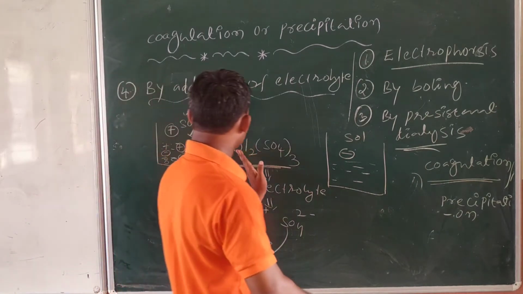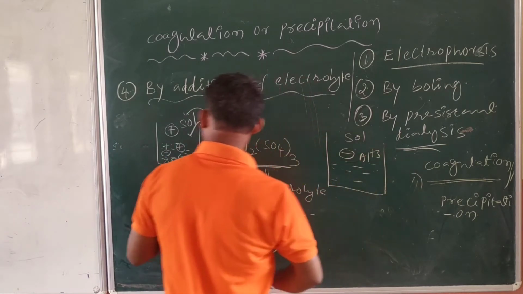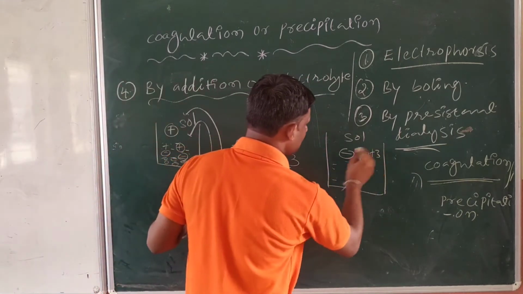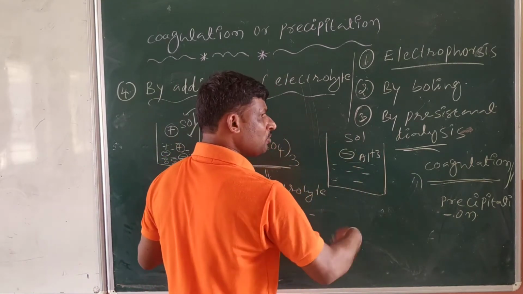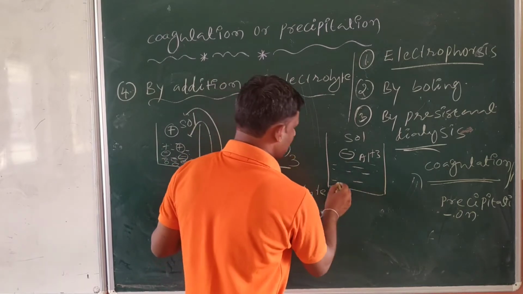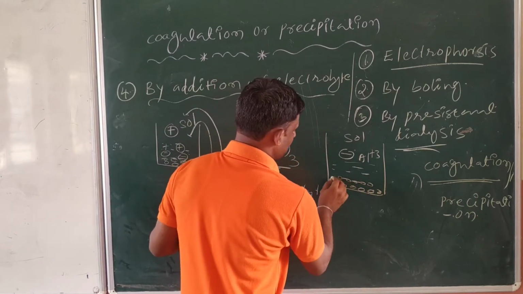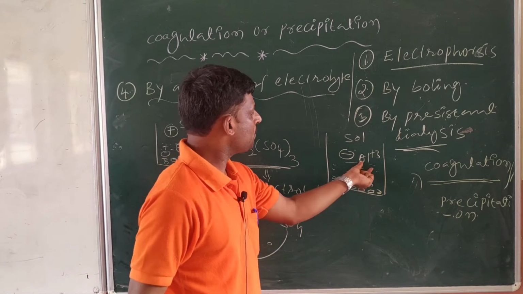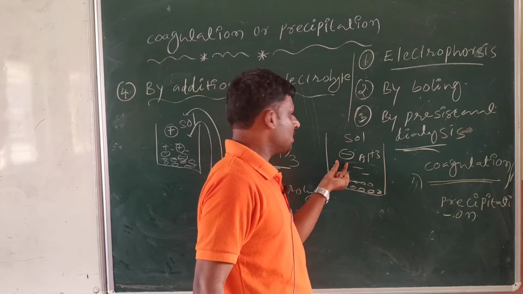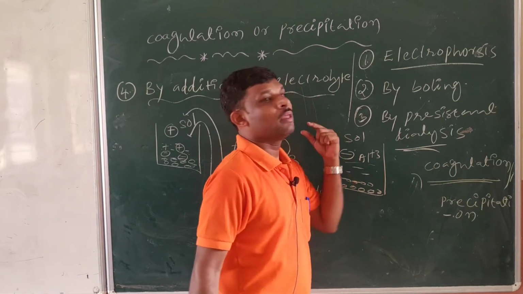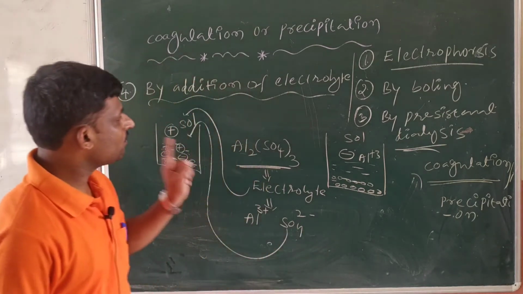When I add Al2(SO4)3 to this solution, we have Al3+ ions and SO4 2- ions. In this case, the Al3+ ions react with the negative colloidal particles. Neutralization takes place again, and coagulation or precipitation takes place. These Al3+ ions interact with the negative sol particles, and precipitation or coagulation takes place. Understood? This is very important.